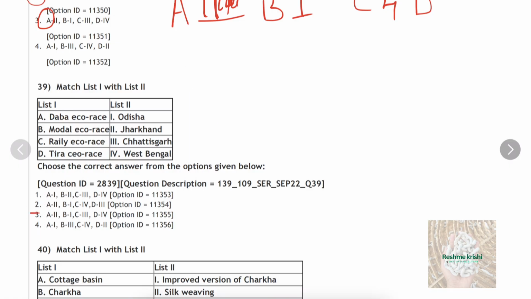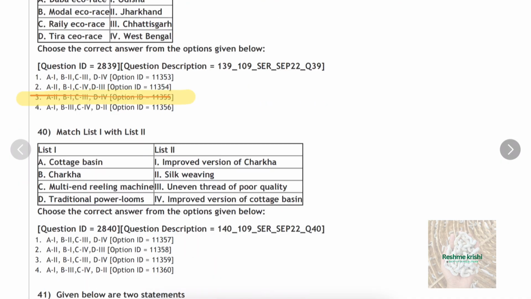Confusion about Daba is not for Jharkhand. Daba is of Jharkhand only. How can it not be? Daba is of Jharkhand only. A2 only it should be there. And the B1 model is of Orissa, not for Chhattisgarh. Really, it is of Chhattisgarh, yeah. So A3. Answer 3 is the correct one.